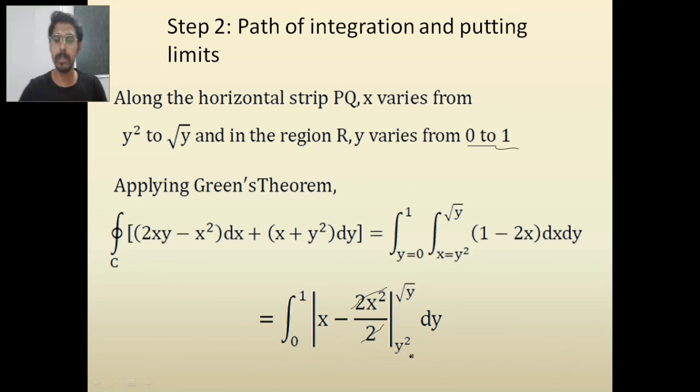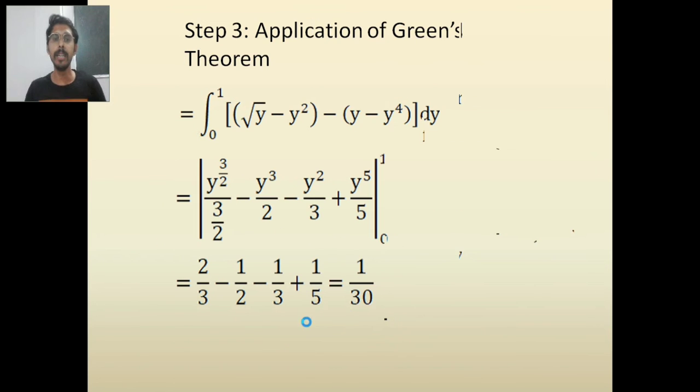So the first thing that we are going to do in the next step is put the limits, and we will see. The first limit that will come is root over y minus y square. And the second limit that will come is root over y whole square, which is y, minus y whole square, which is y to the power minus y square whole square, which is y to the power 4. So here the first limit that we have put, root over y minus y square minus y to the power 4.